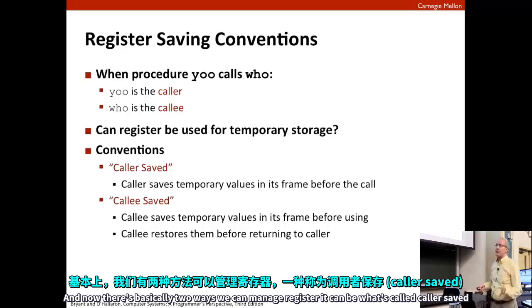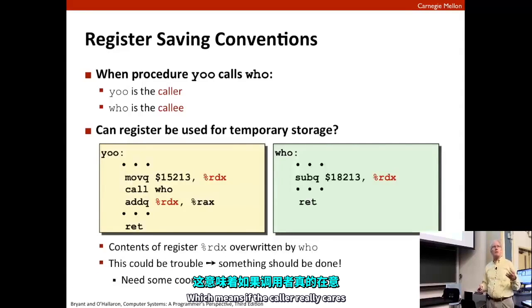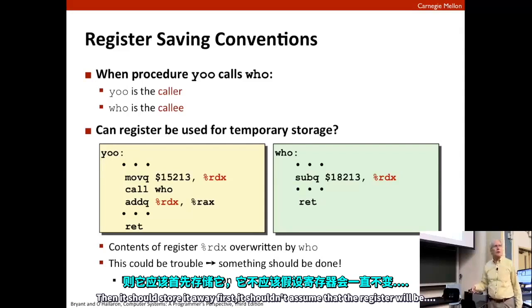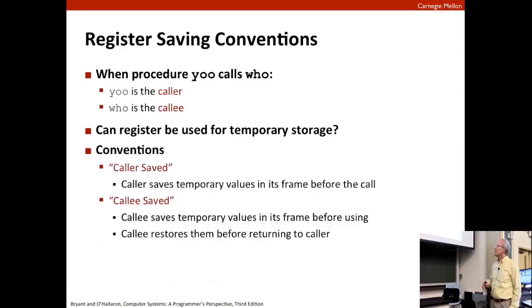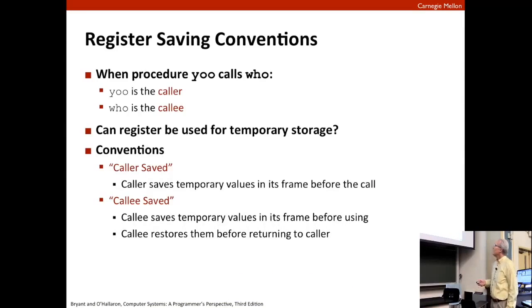And now there's basically two ways we can manage a register. It can be what's called caller saved, which means if the caller really cares, if it really wants a value that will be there when control returns back to it, then it should store it away first. It shouldn't assume that the register will be preserved; it should assume that the register might get altered by the callee.